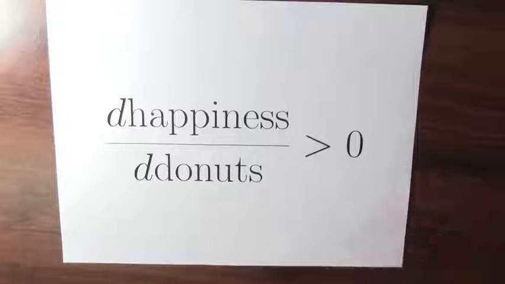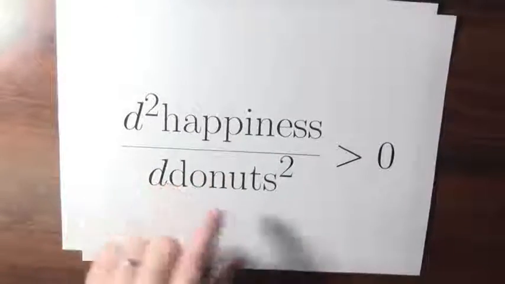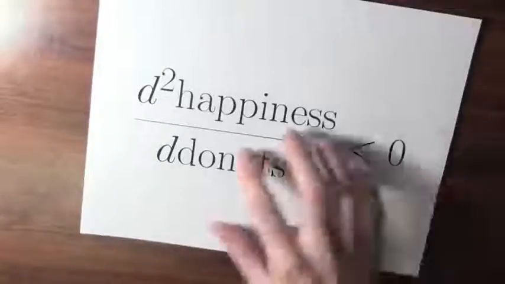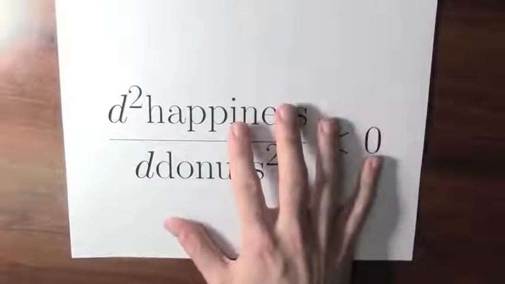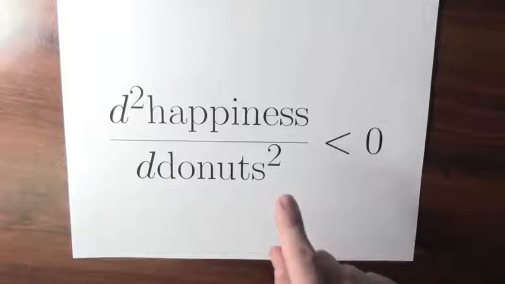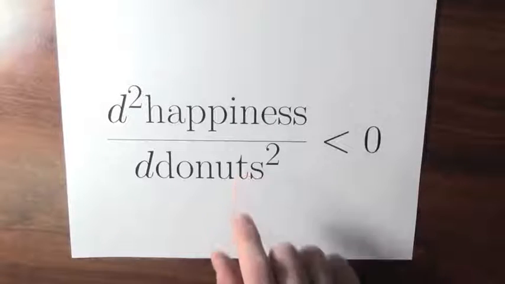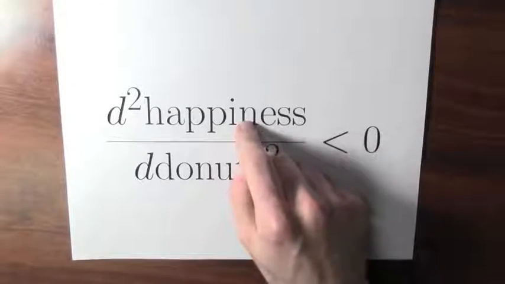Now, contrast this with the opposite situation, where the second derivative of happiness with respect to donuts isn't positive, but is negative. If this is the case, I absolutely should not be eating any more donuts, because if I start eating more donuts, I'm going to find that eating any more donuts will make me less happy.